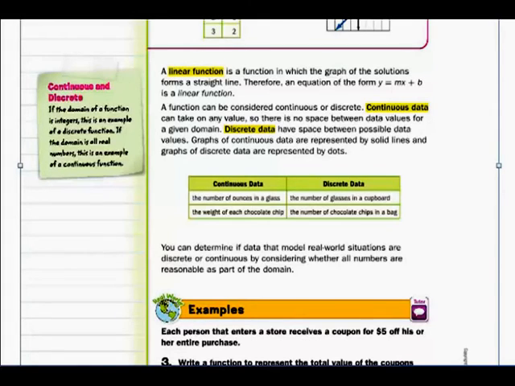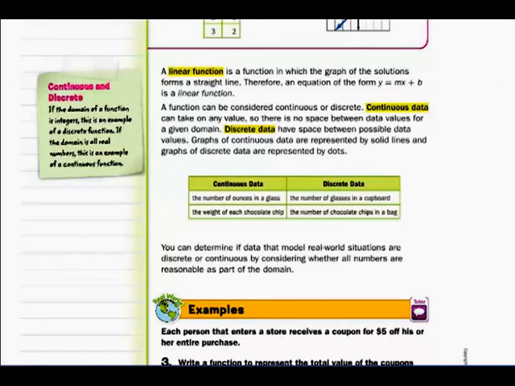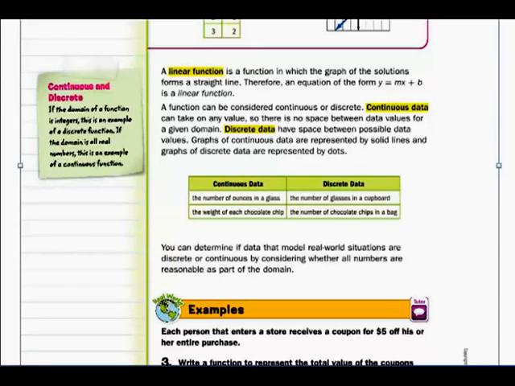Things that could only be certain amounts, like only whole numbers. So there would be breaks in your graph. Those would not be lines. All right. So it talks about continuous. That would be a solid line, just like what we've jotted so far. In discrete data, you would just have dots.